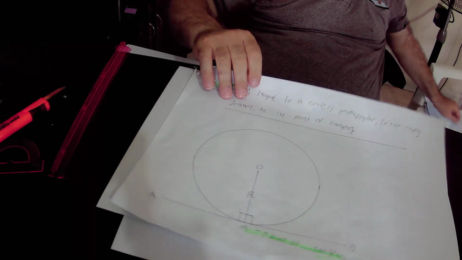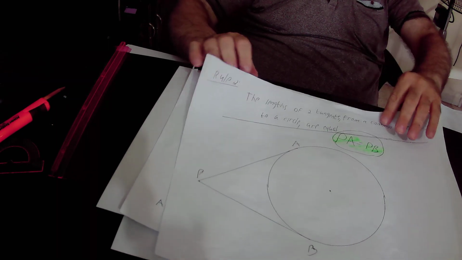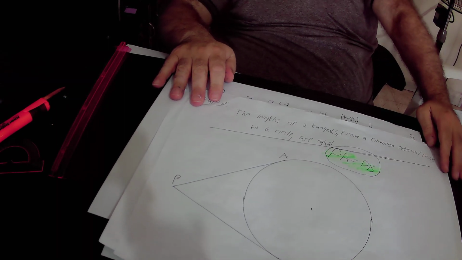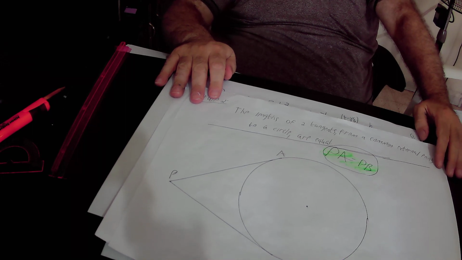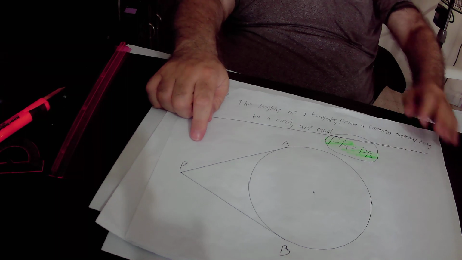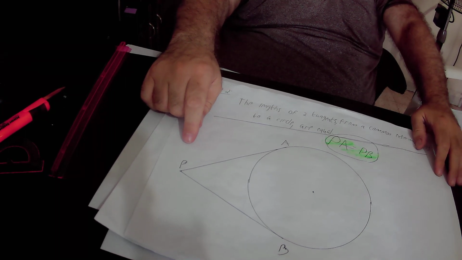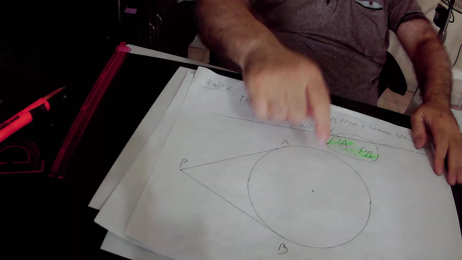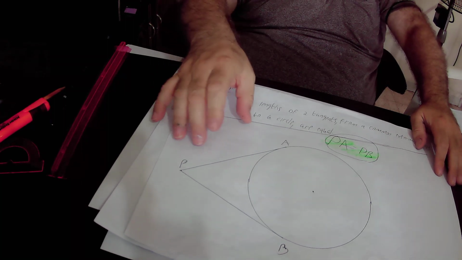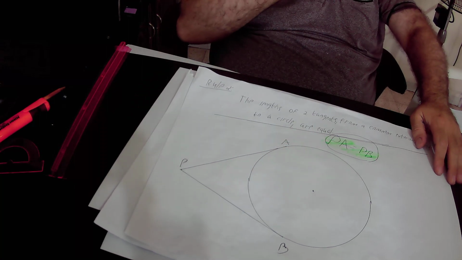And we have also rule number 2: the lengths of two tangents from a common start point to a circle are equal. We have the common start point, point P. From point P, we have two tangents to the circle, tangent PA and tangent PB. And according to rule number 2, tangent PA equals tangent PB in length.